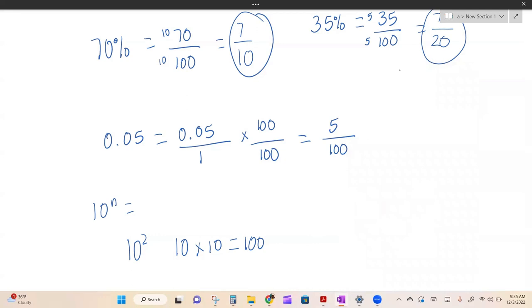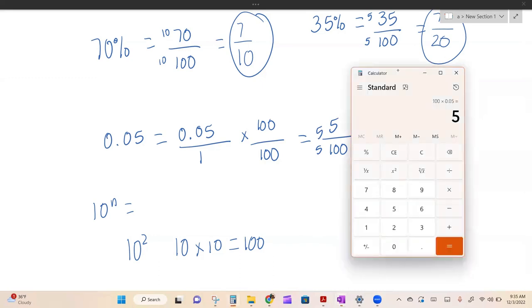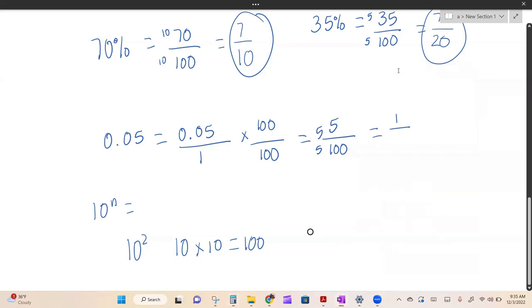And that is not in lowest terms. So I'm going to divide each one by 5, because I know I'll get a 1 on top and that will be lowest. So 5 divided by 5 is 1, and 100 divided by 5 is 20.